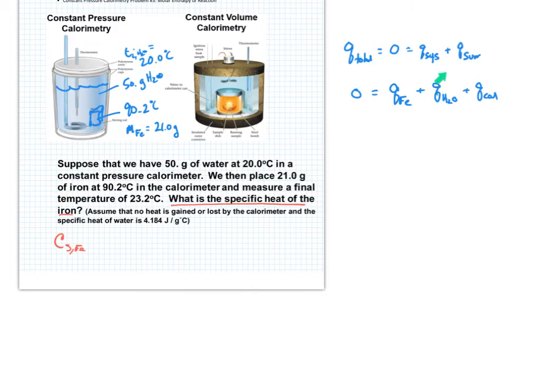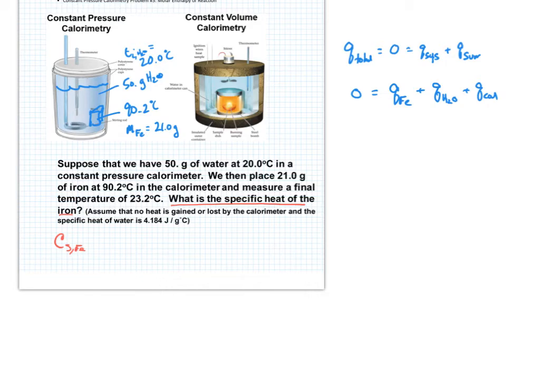Okay, and it really doesn't matter whether we said the system is iron plus water or the surroundings are water plus calorimeter. We'll end up with the same result. So my system consists of, for sure, the heat flow for iron, but it's also going to be the heat flow to water and the calorimeter. All of this has to equal 0. This is our starting point.